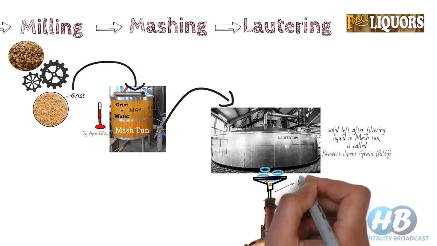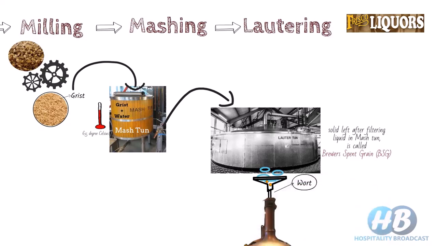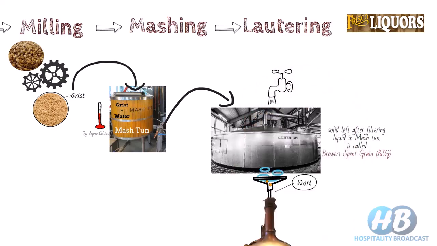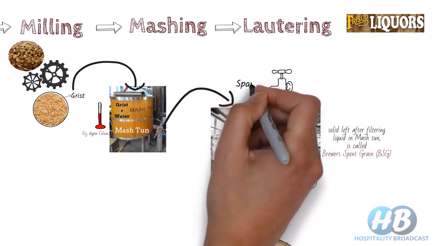Now let's come back. We need this wort for further fermentation. Also, during the lautering process, in order to extract more fermentable wort, we add water. This is known as sparging.